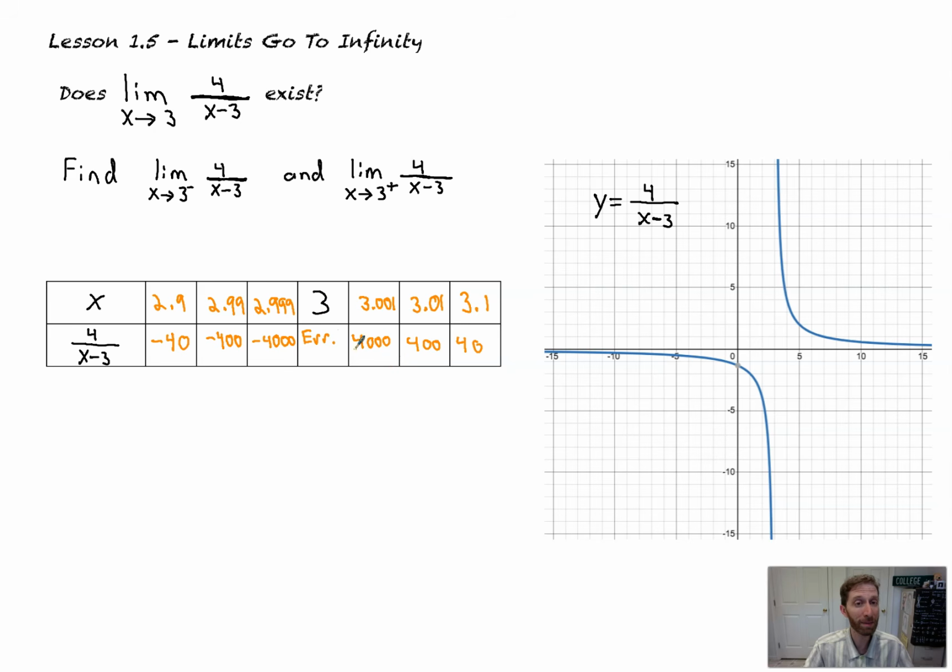So does the limit exist? Well, first of all, the answer is no, right? And the reason being is the limits are different from both sides. The limit as x approaches 3 from the left goes towards negative infinity. Now, even though we say negative infinity, that's the same as saying the limit doesn't exist. We're just saying to what infinity we're traveling.